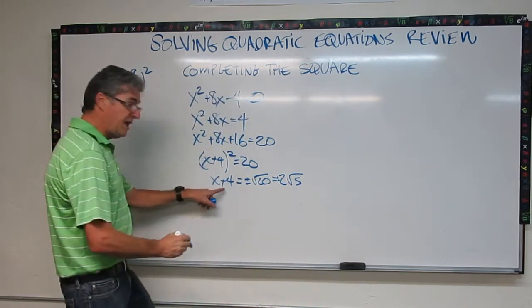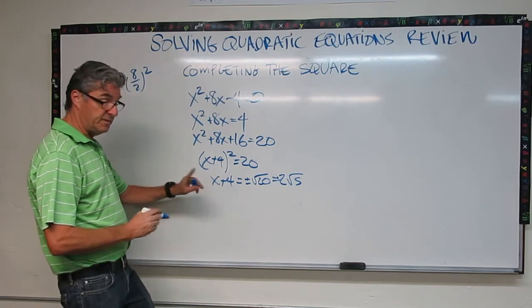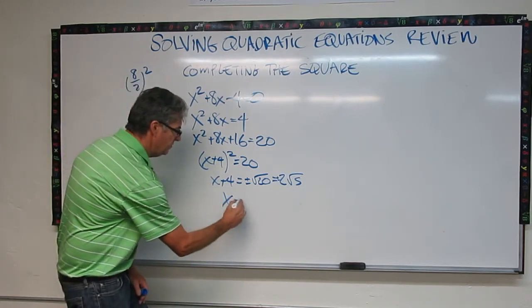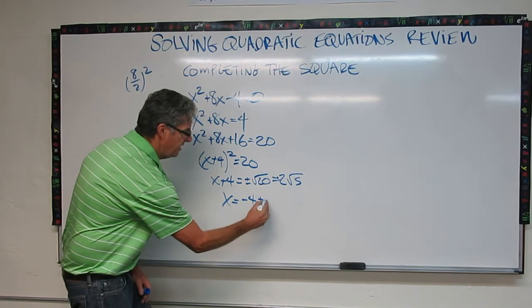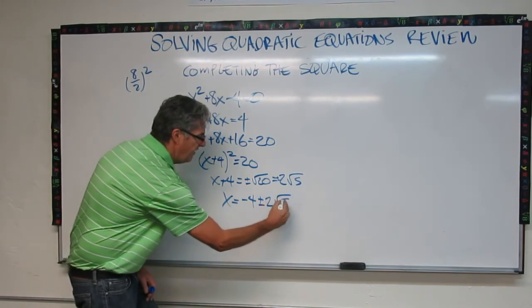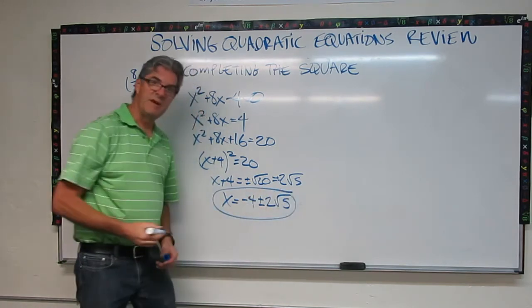Now I got to get x alone. It's still x plus 4 over here, so I'm going to subtract 4. x equals negative 4 plus or minus 2 root 5. And that's my ugly answer.